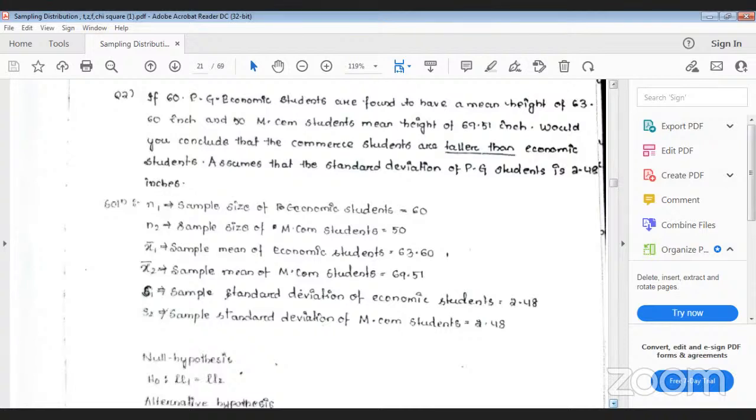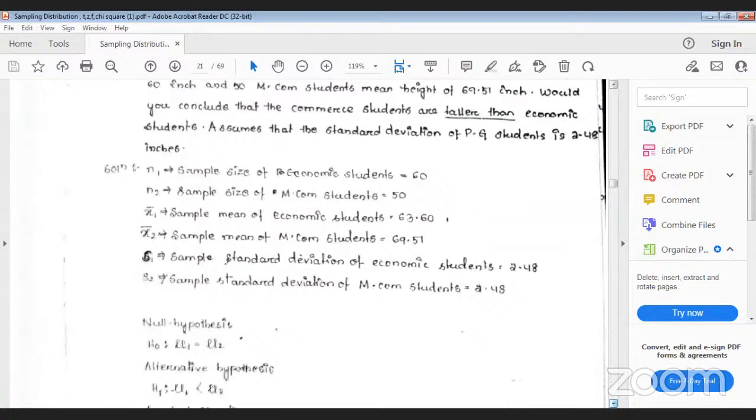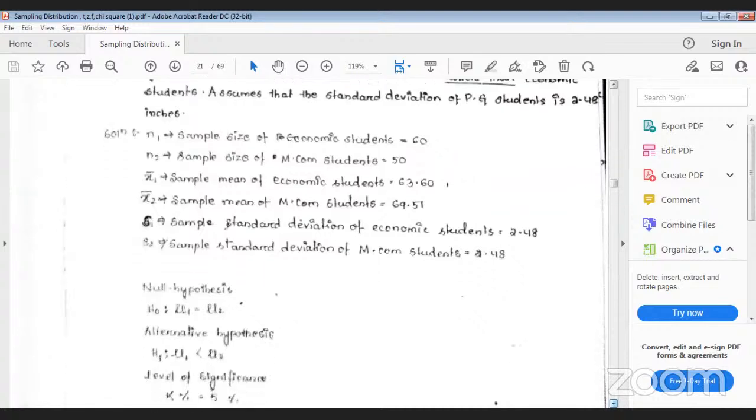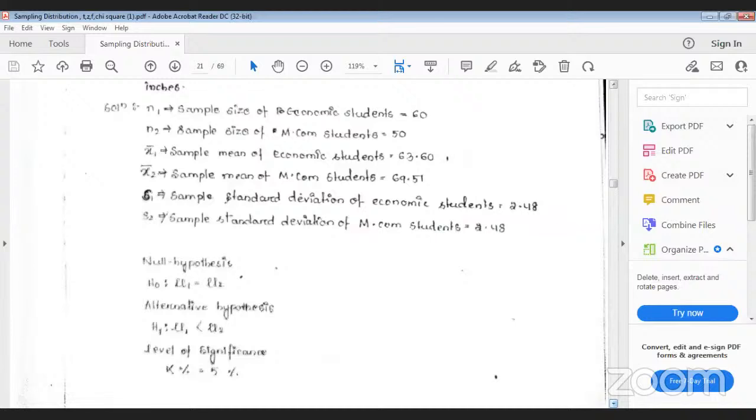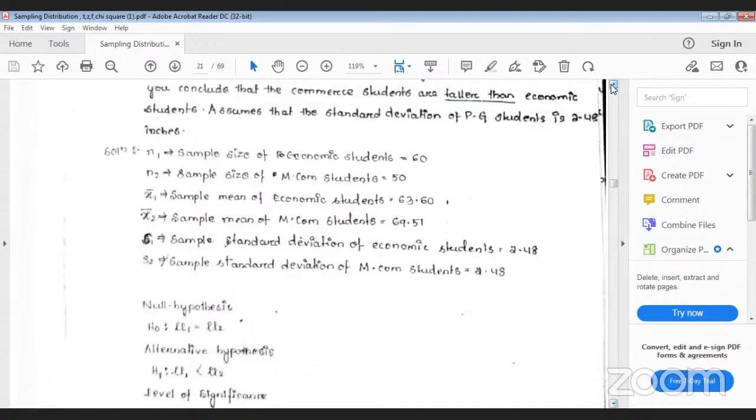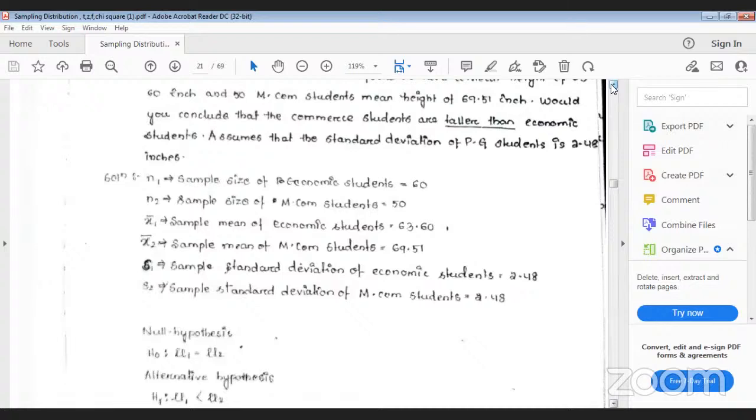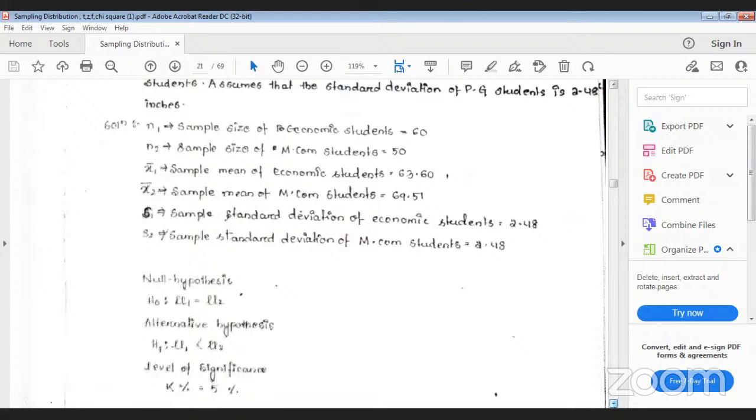X1 bar is given 63.60, X2 bar is given 69.51, and sample standard deviation S1 is given 2.48, and 2.48 for both; it remains the same for both cases, as mentioned. So what is your null hypothesis here? Obviously two groups, that's why mu1 equal to mu2. Since it is given taller than, you have to go for a left-tail test. Conclude that the commerce students are taller: commerce students taller means mu2 is greater than mu1.